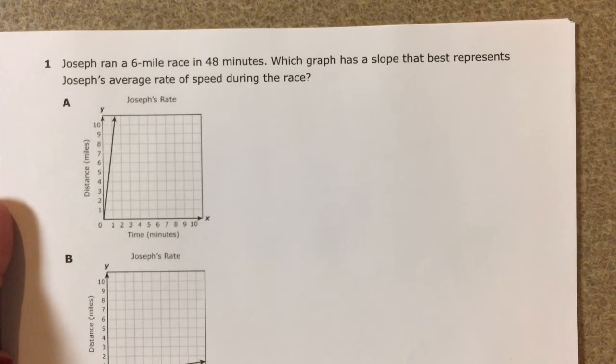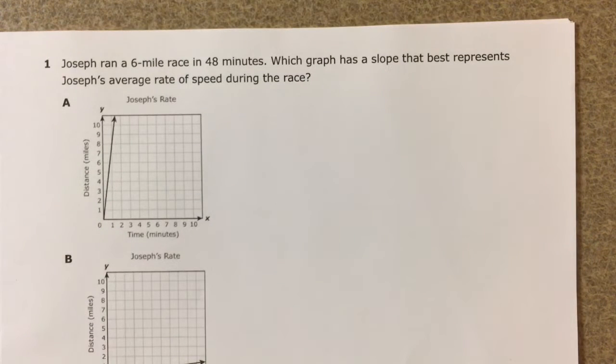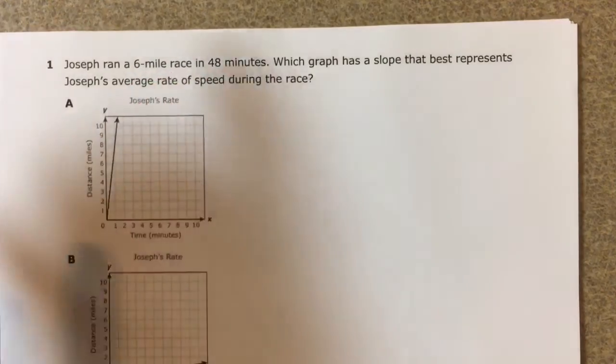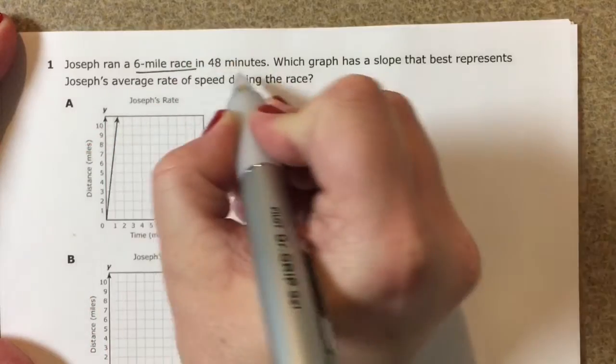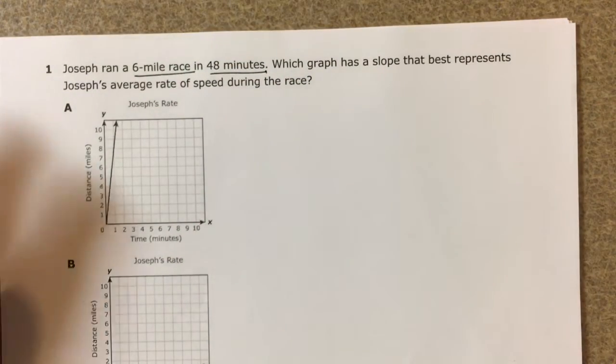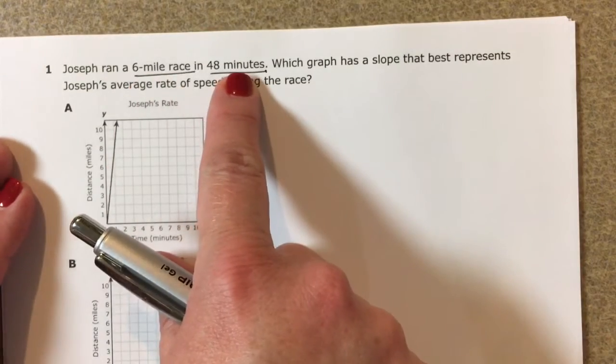Number 1, Joseph ran a 6-mile race in 48 minutes. Which graph has a slope that best represents Joseph's average rate of speed during the race? So we just need to match up the 6 miles in 48 minutes to one of the graphs. A lot of the time on these kinds of questions, you can literally just plot this one point.